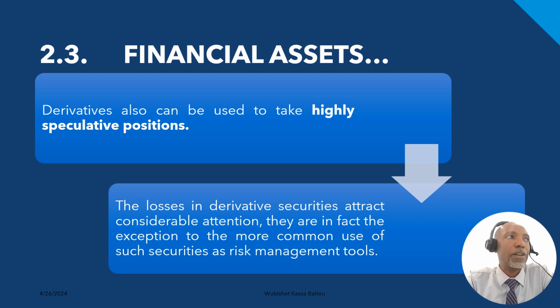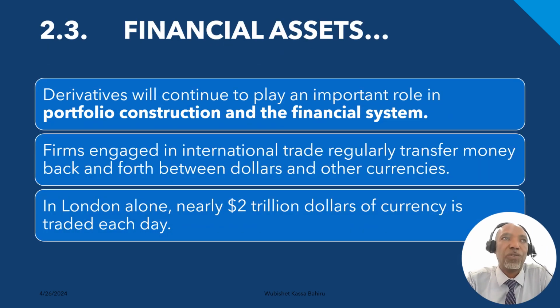highly speculative positions. So losses in derivative securities attract considerable attention, and they are in fact the exception to the more common use of such securities as a risk management tool, because they are used as a hedge against any kind of risk. Derivative securities are one of the best risk management tools in the capital market. So derivatives will continue to play an important role in the portfolio construction and financial systems of any nation.